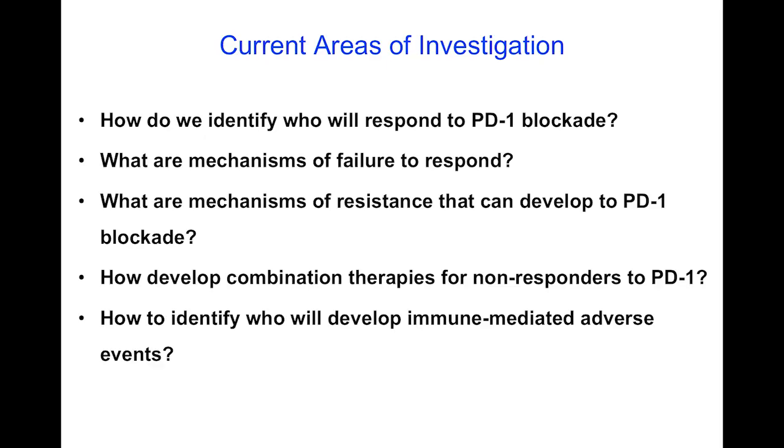Also, we know that there are some patients who never respond. How can we identify those patients? Some patients initially respond and become resistant. What are those mechanisms? We need to understand this to develop rational combination therapies for those who don't respond to PD-1. In addition, what's been mentioned already are these immune-mediated adverse events. These have been appreciated more recently with the FDA approval, but similarly, there are questions about how to identify who is at risk and how we can dissociate the adverse events from promoting anti-tumor immunity.